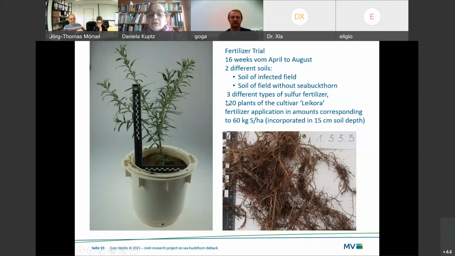We were using 3 different types of sulfur fertilizer, and we had Lycora, 1-year-old plants, and in total we had 120 plants in the potteries. The fertilizer application is an amount corresponding to 60 kilos of sulfur per hectare, and we tried to put this 15 centimeters into the soil. This was at the beginning.